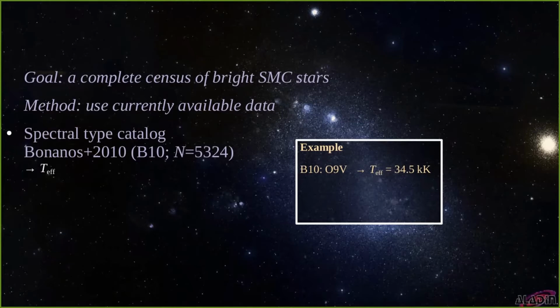And the backbone of this work is a spectral type catalog from Bonanos et al. from 2010 that contains over 5,000 stars, mainly massive stars, mainly OB stars. So what we use this for is to get an effective temperature for our stars. For example, there is an O9 dwarf star in the B10 catalog, and we convert this with a spectral type temperature relation to an effective temperature.